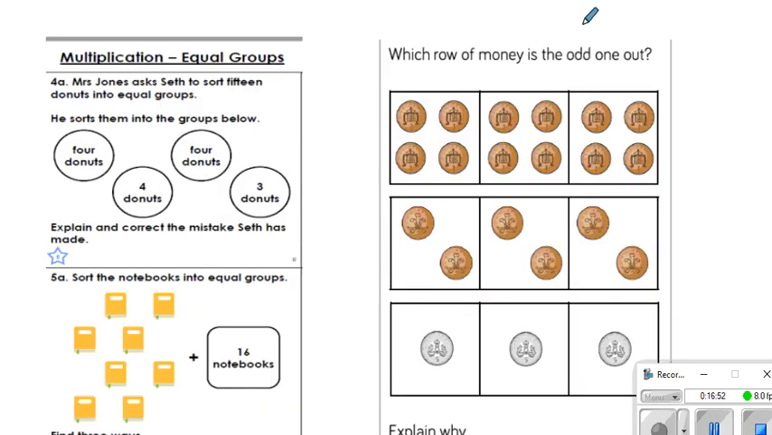Let's have a look at a couple more questions to do with the same idea of grouping. Mrs. Jones asks Seth to sort 15 donuts into equal groups. He sorts them into the groups below. 4 donuts, 4 donuts, 4 donuts, and 3 donuts. Explain and correct this mistake that Seth has made. Well, 15 won't divide into 4 groups because 4 is not a factor of 15. So what Seth's done wrong here is he's got unequal groups. The groups of donuts are not equal. Can you correct the mistake he's made?